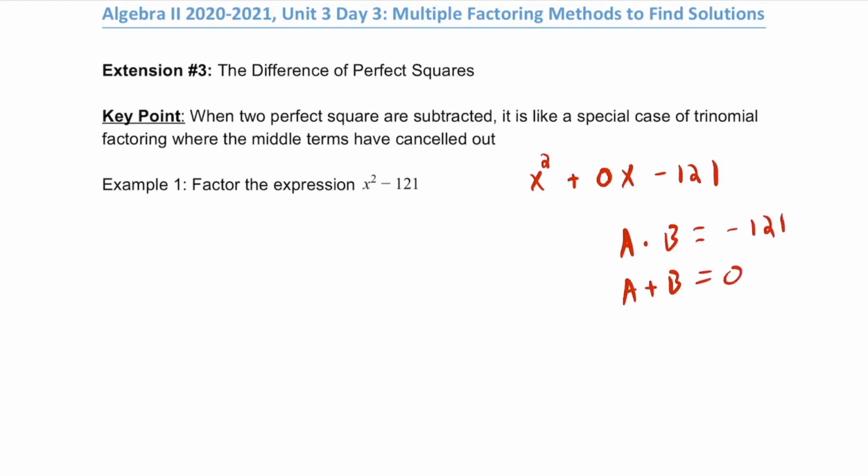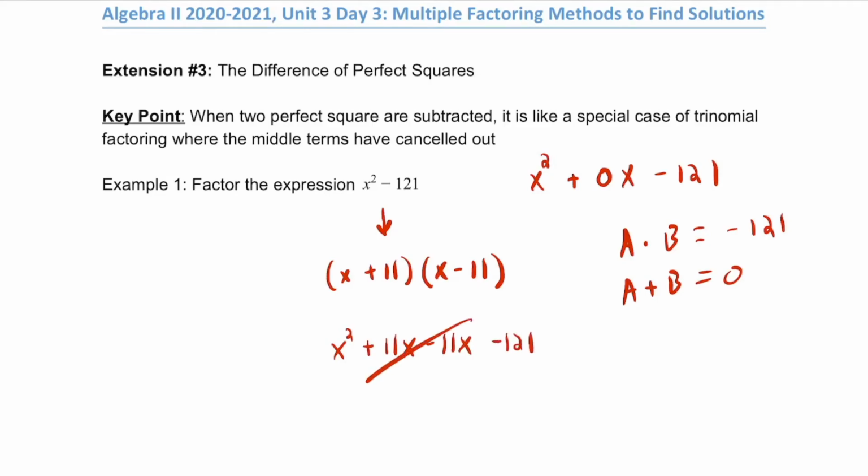And so you need two numbers that multiply to make negative 121 and add together to make 0. Well, if two numbers add together to make 0, they must be the same exact number, one being positive, one being negative. And it turns out that the way you factor this is x plus 11 times x minus 11. So you can see what happens. This would be x squared plus 11x minus 11x minus 121. These middle terms will cancel.